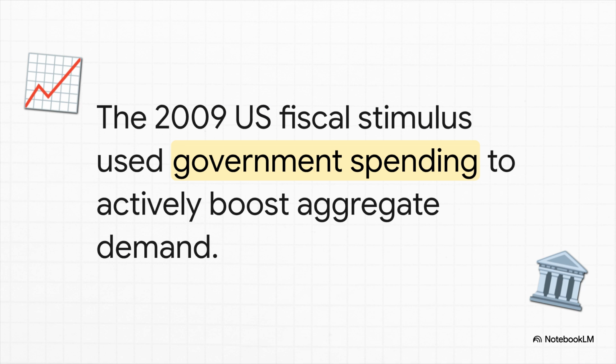Looking neutrally at history, the 2009 fiscal stimulus package is a textbook example of using government purchases and the multiplier to actively fight a severe recession. When private investment plummeted, the government stepped right in with autonomous spending. They were trying to artificially jumpstart that multiplier ripple effect to push the aggregate demand schedule back up.